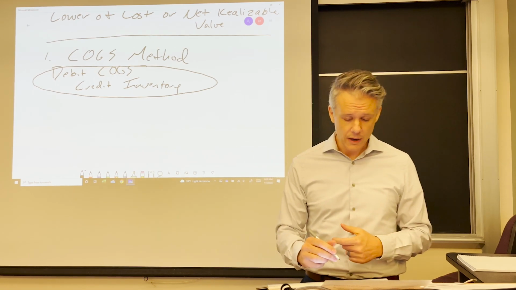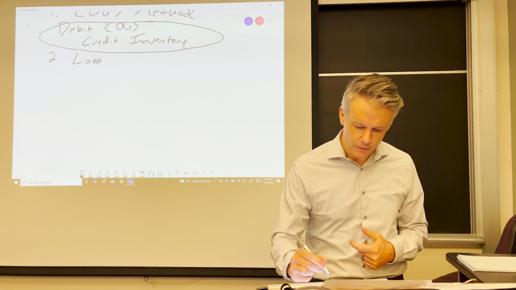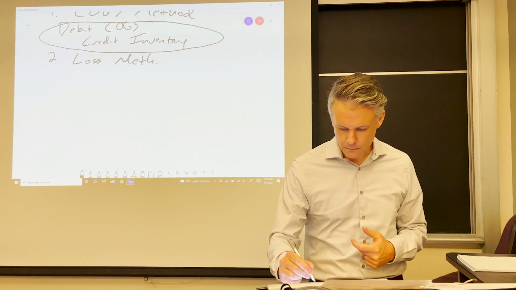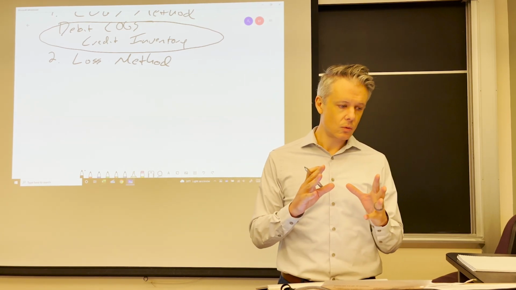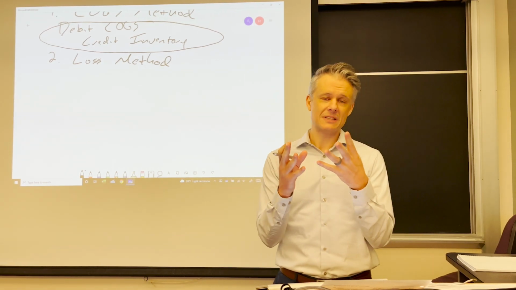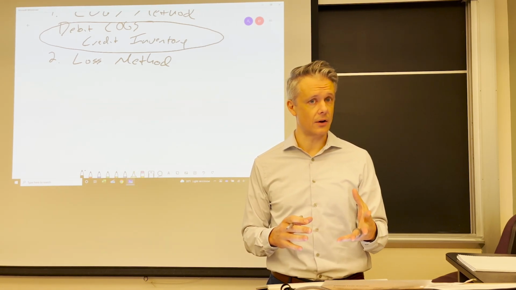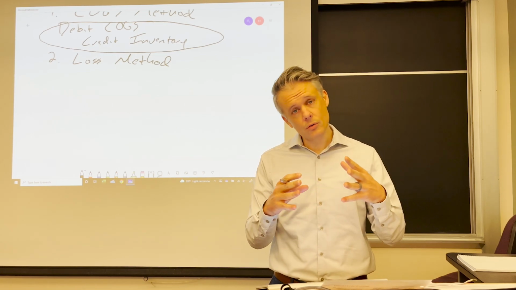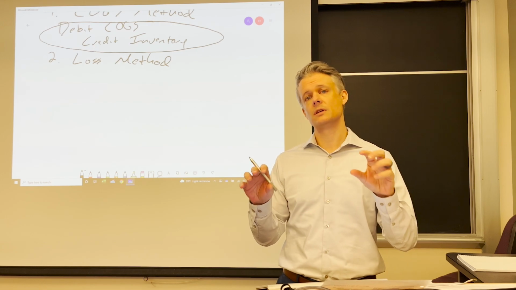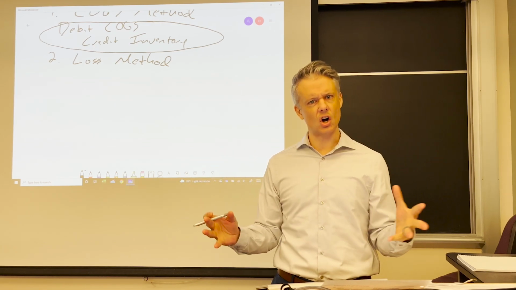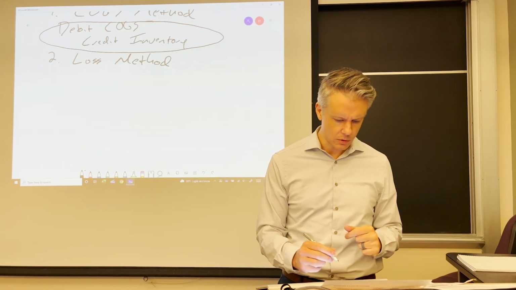So a superior way to do this is what we call the loss method. And so here we'll wind up debiting a specific loss account due to the decline in inventory value. And then we'll create an allowance account so that we can see these items segregated from the regular cost of goods sold. So the journal entry for the loss method would look like this.